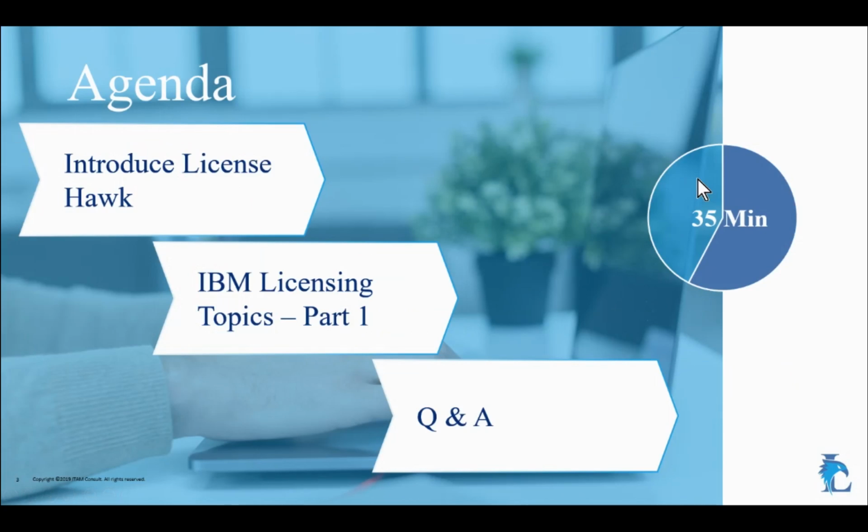The agenda is going to be, first of all, a quick cover of what License Hawk do, very short. We'll get into the meat of it, which is the IBM licensing itself, and there will be some time at the end for a little bit of Q&A, and it'll take about 35 minutes or so.